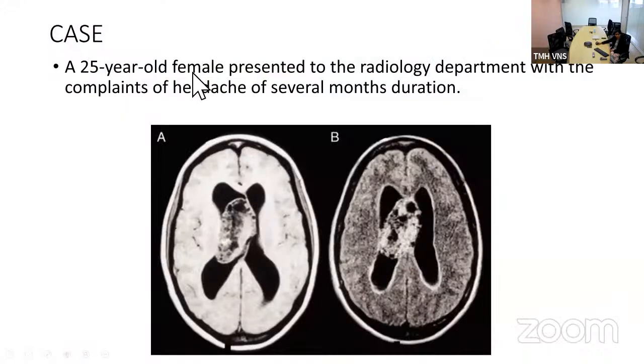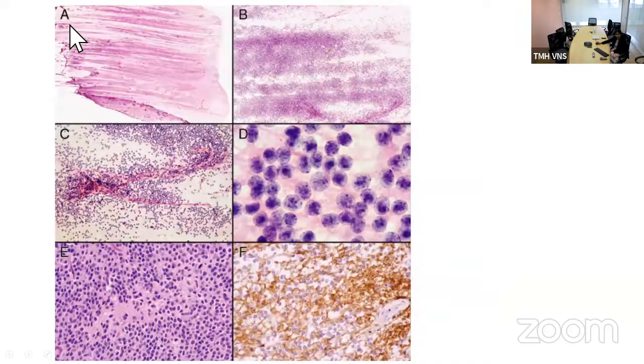Next case, a 25-year-old female presented to the radiology department with complaints of headache. We can again see a ventricular tumor, which is abutting the septum pellucidum as well as the lateral ventricle. A solid cystic tumor, which is showing irregular contrast enhancement. This is showing a regular gradient smear with uniform cell population, round cells with somewhat salt and pepper chromatin. And on histopath, it was found to be synaptophysin positive. So this is an example of a neurocytoma.